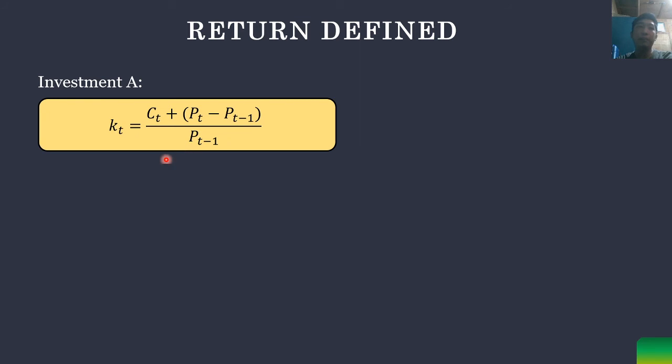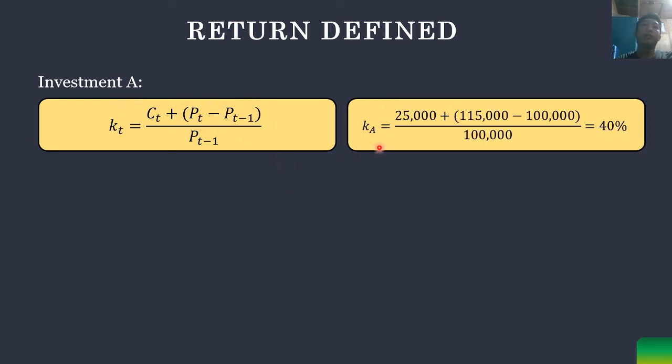So, let's see. How do we compute for that? For investment A, again, dalawa yung aspect. Number 1, yung cash flow received. And number 2, the price change. So, for investment A, what is the rate of return? 25,000 yung cash flow received. And then 115,000 yung current price minus 100,000 yung previous price. All over 100,000 the previous price. So, that is 40%. Okay?